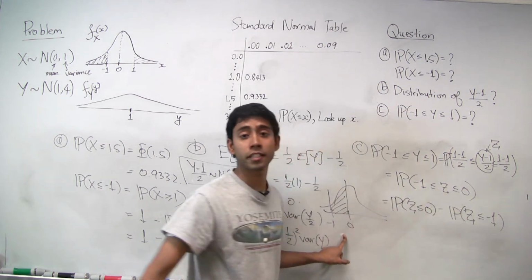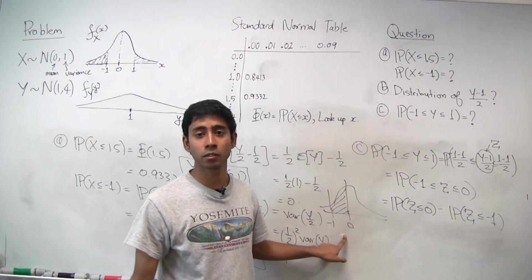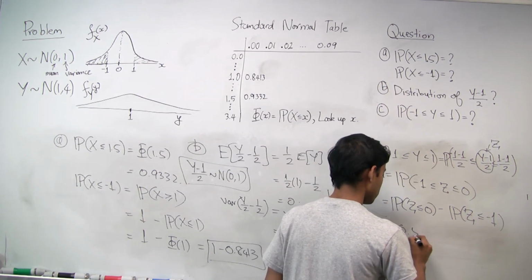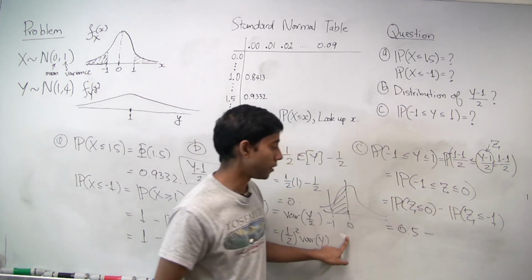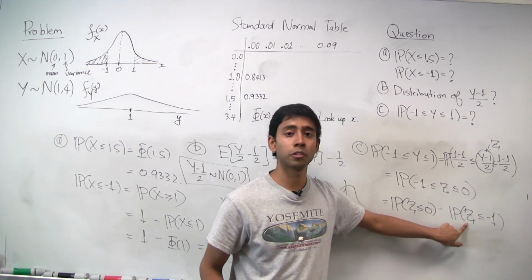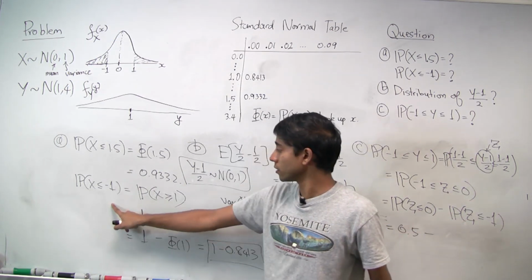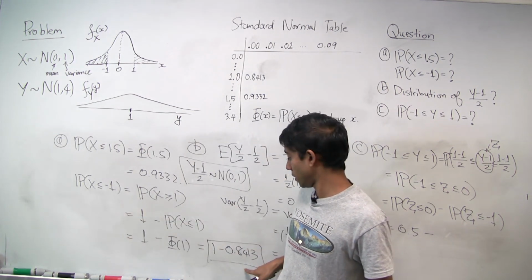Well, for a standard normal, half the mass is below 0 and half the mass is above. And so that's just going to be 0.5 directly. And for this, we've already computed this for a standard normal, which was x in our case, and that was 1 minus 0.8413.